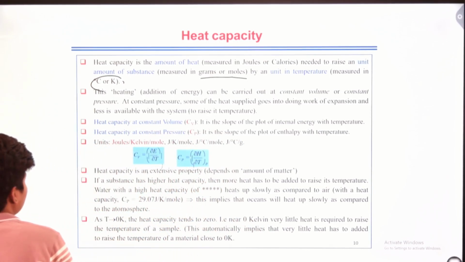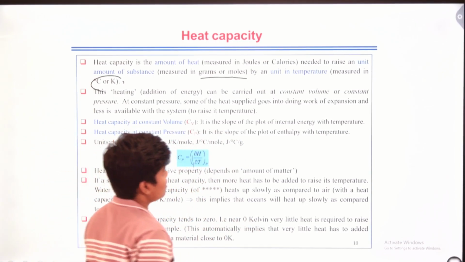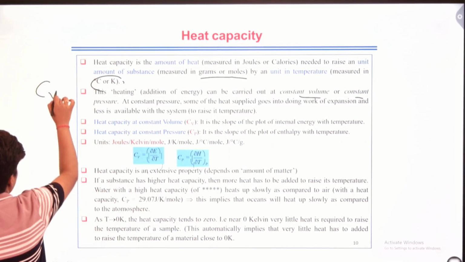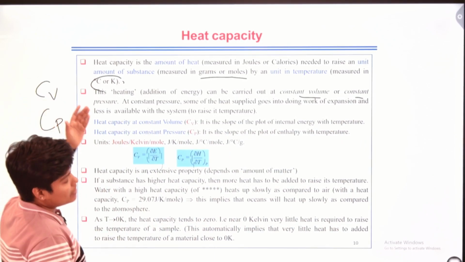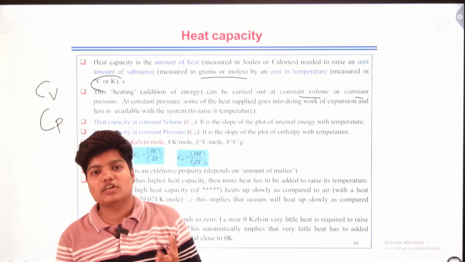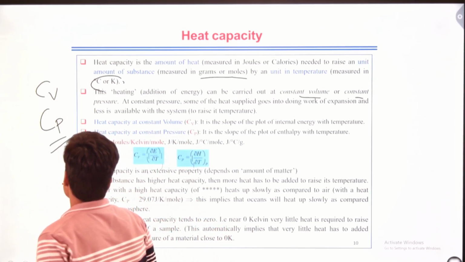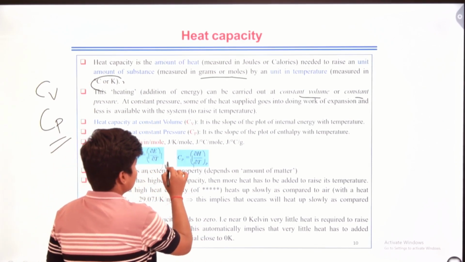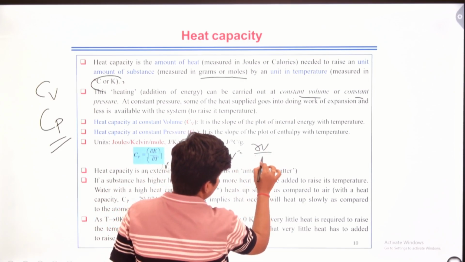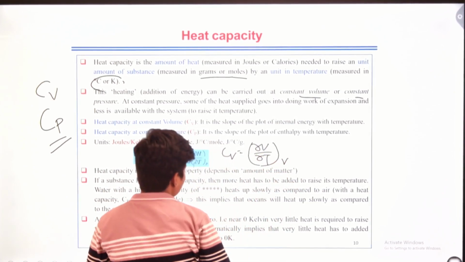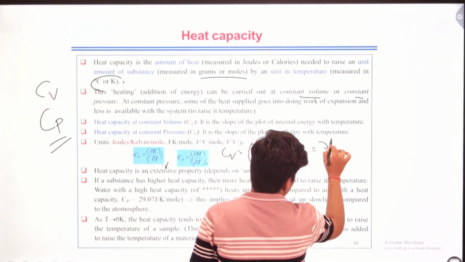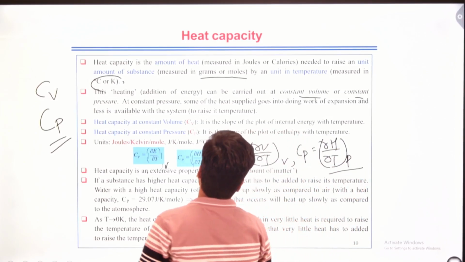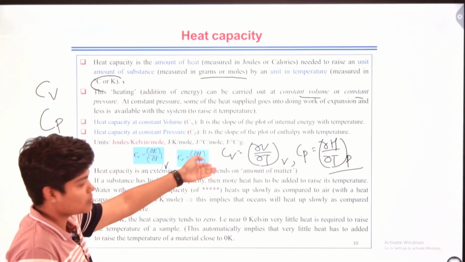So heating means the addition of energy, and it can be carried out at constant volume or constant pressure. So there are two heat capacities, one is CV and the other is CP. CV means the heat capacity at constant volume and CP means the heat capacity at constant pressure. And the thermodynamic equations are CV = (∂E/∂T) at constant V, or we can write CV = (∂U/∂T) at constant volume, and CP = (∂H/∂T) at constant pressure. In further classes, we will derive how CV is ∂U/∂T and how CP is ∂H/∂T.